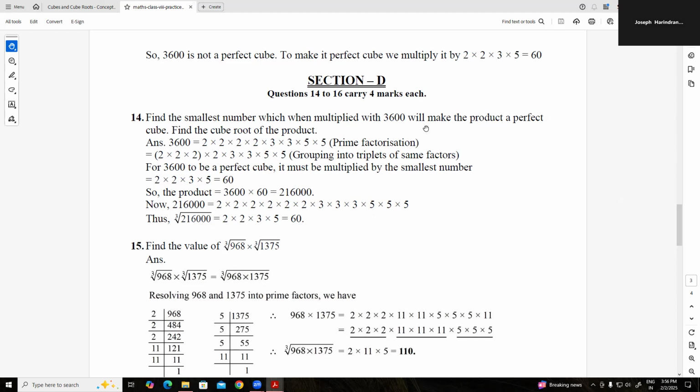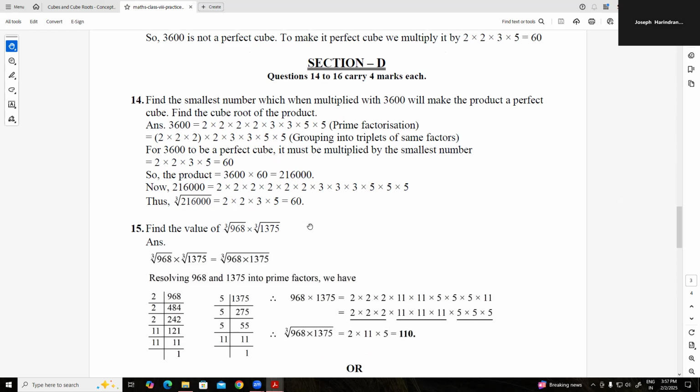First, you have to multiply this 3600 by 60 to make it a perfect cube, and then find the cube root of this number. That's all. The peculiar thing is that 2,16,000 has 3 zeros. The cube root will end in 1 zero. For every 3 zeros in the number, the cube root will have only 1 zero. That is how you should think. In square roots, you have already seen that for every 2 zeros in the number, there will be 1 zero in the square root. Like that, if there are 3 zeros in the number, in the cube root there will be only 1 zero.